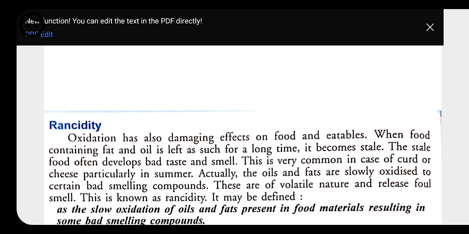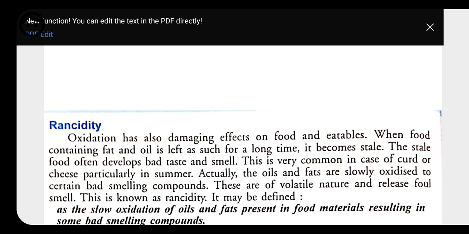Now the last topic, that is called rancidity. Rancidity is the oxidation of food. Oxidation also has a damaging effect on food and eatables. When food containing fats and oil is left as such for a long time, it becomes stale. The stale food often develops bad taste and smell.